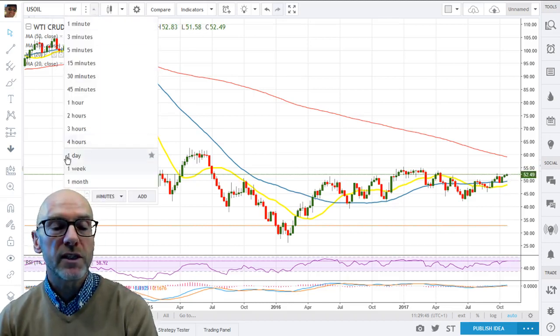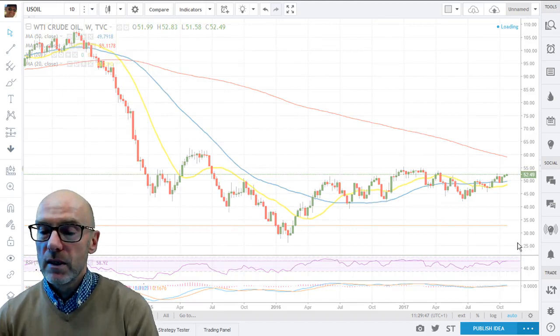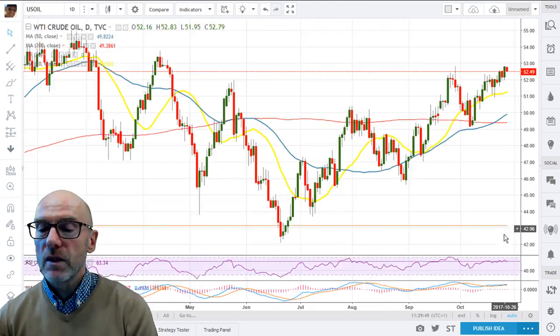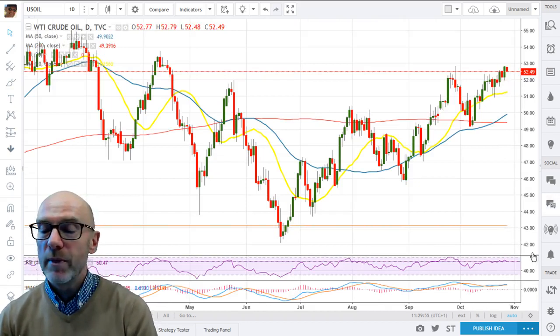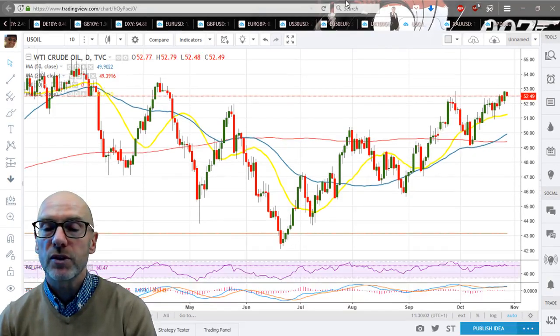Just moving back to the daily. You can see we're getting support from the 20 moving average, which was good. Momentum still okay. RSI 60.47 and the MACD still tracking upwards.